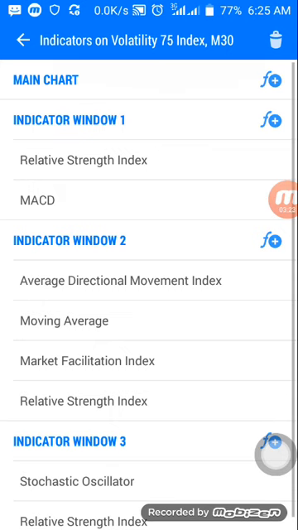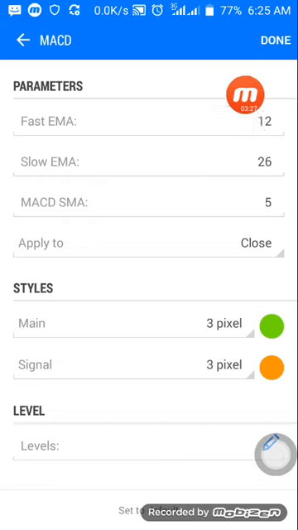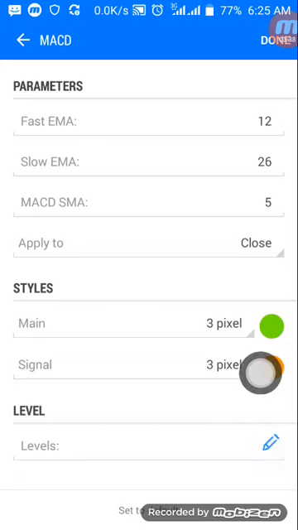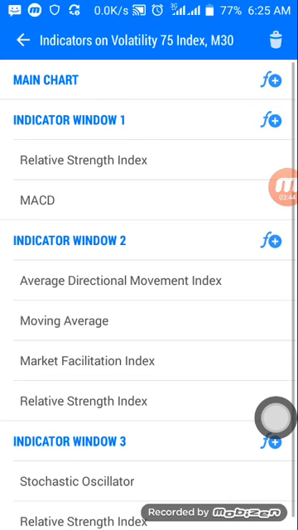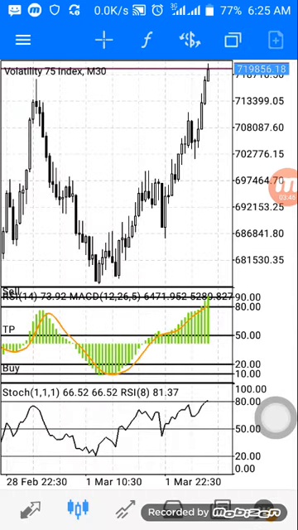Now the next thing here, we'll have to be adding our MACD. For the MACD, the fast EMA is 12, the slow EMA is 26, MACD SMA is 5. Apply to close, and the colors of the styles I choose like this. You can choose any other color of your choice. Now you click on done. After that, you should have something in this nature, something like this should be on your chart.